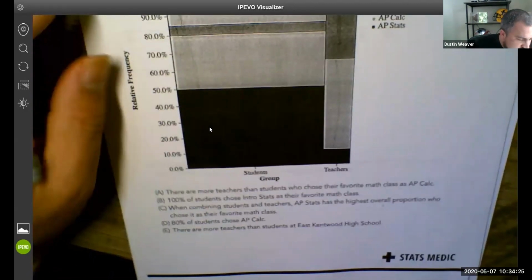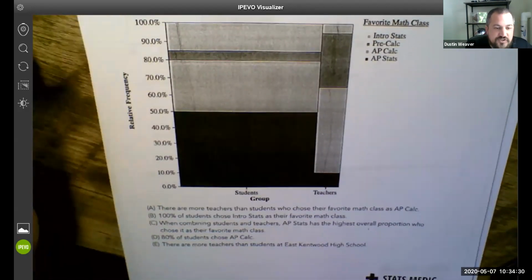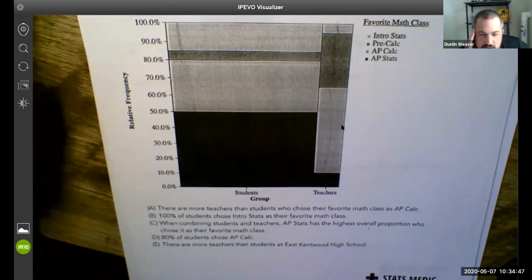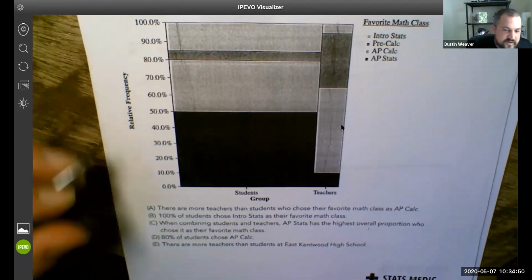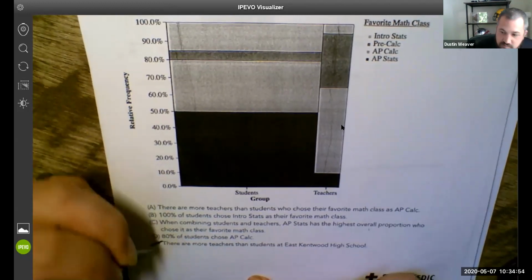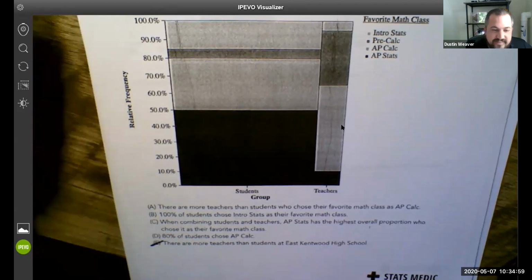Okay, so the question is, based on this graph, which of the following statements is true? Based on that last graph, which of the following statements is true? We don't know anything about how many teachers and students there are at the high school, so E would be marked off. And why there would be more teachers than students, I have no idea.